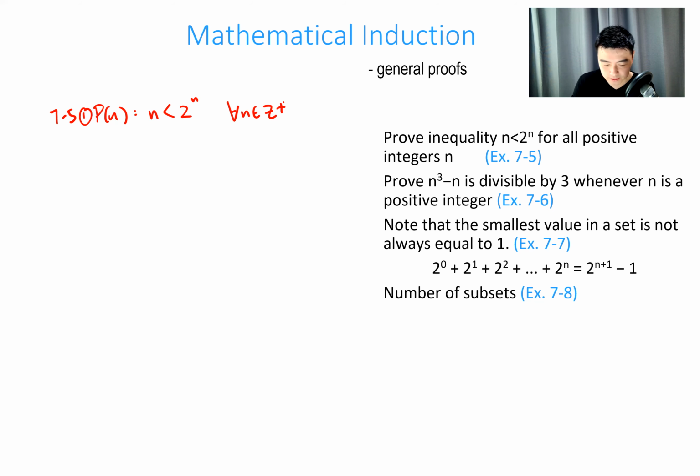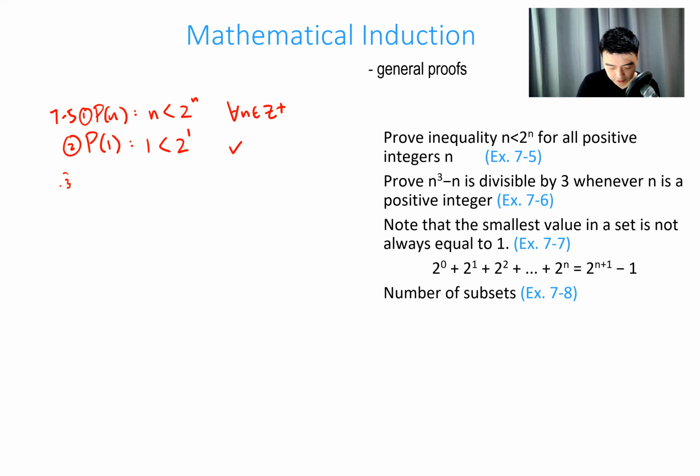So we're going to see a few examples coming up. But the next step is that we need to do our basis. So our basis is the P of the smallest object. Now in this case, the smallest object is 1. So P of 1 is the statement 1 is less than 2 to the 1, which is a true statement, right? So it's true, so we can move on. Once again, if we find that this is a false statement, we stop and we say this statement is false.